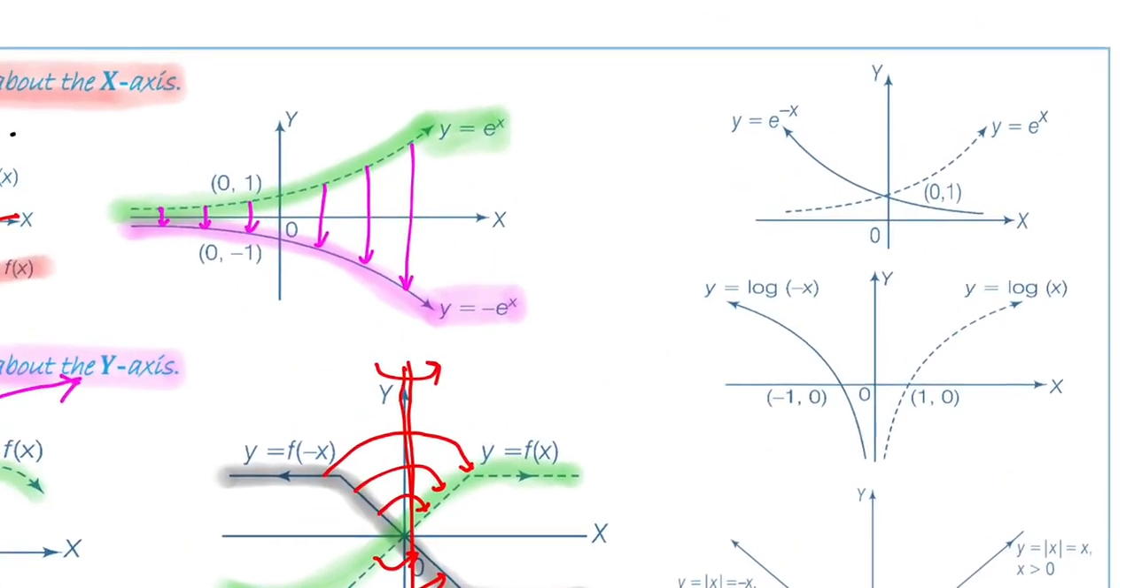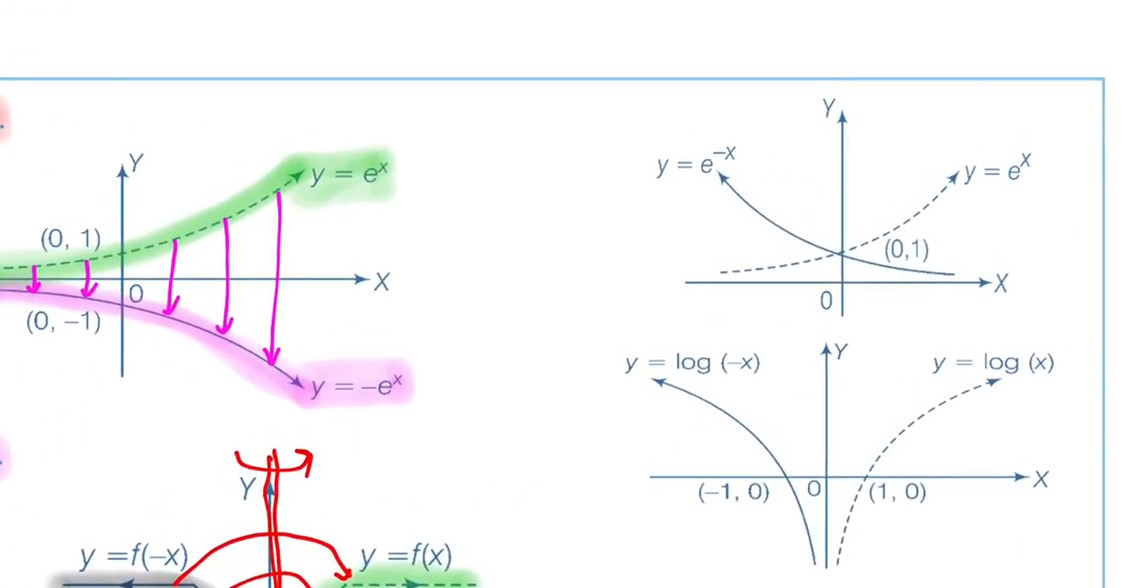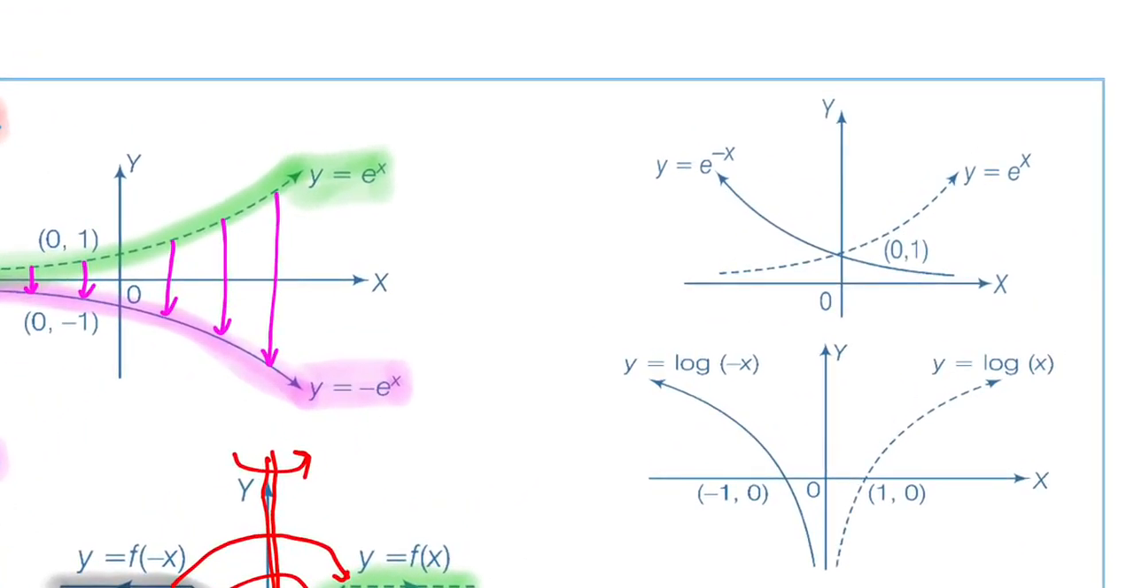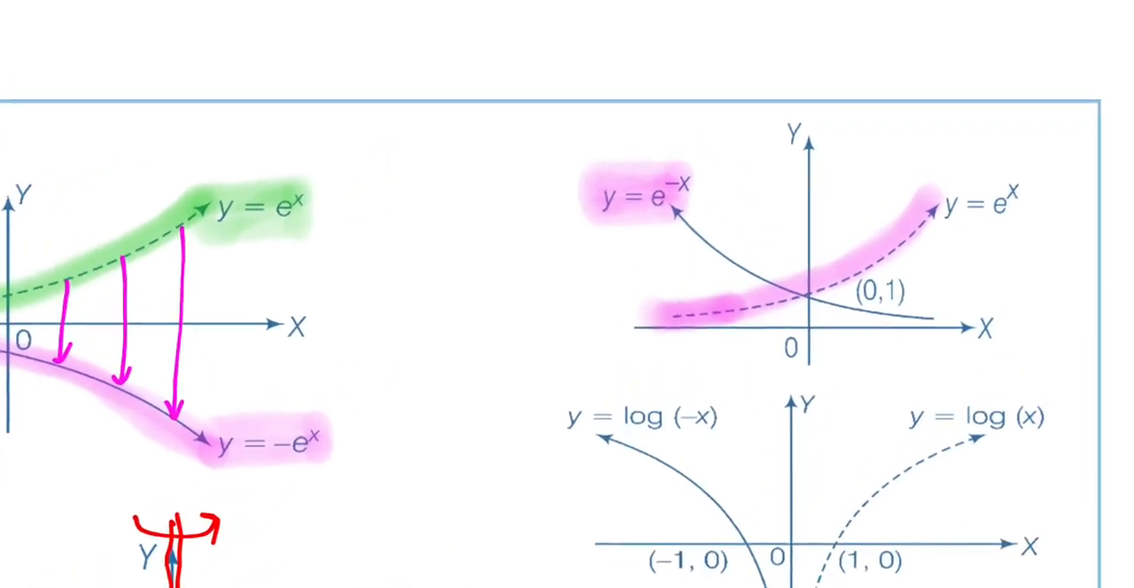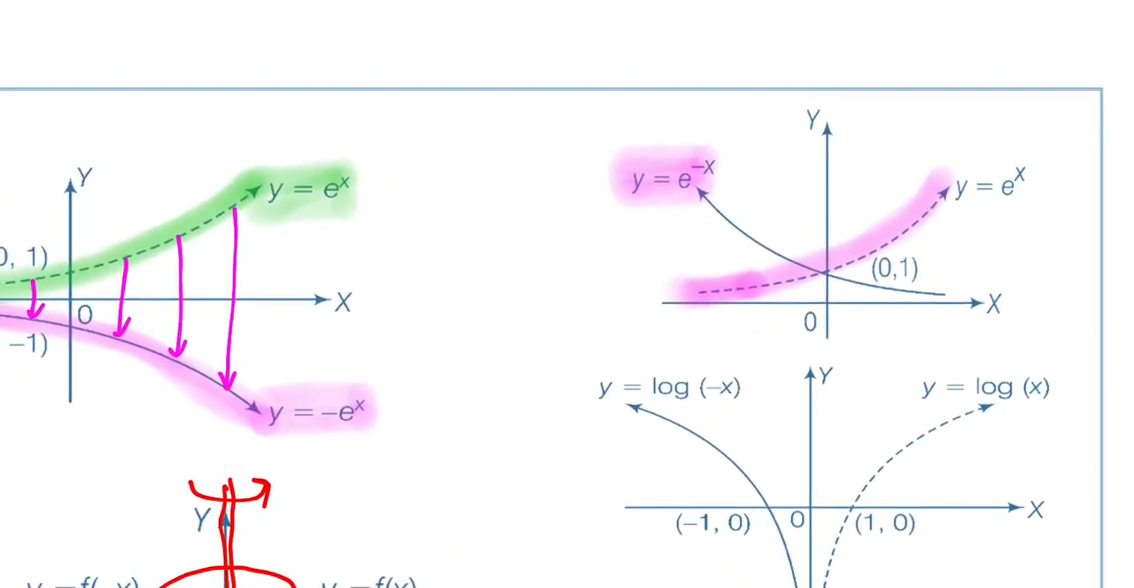The next example: suppose the function we are talking about is y is equal to e raised to the power x. This is the graph of y is equal to e raised to the power x. We have to find the graph of y is equal to e raised to the power minus x. Here y is equal to f of x is equal to e raised to the power x, so y is equal to f of minus x becomes e raised to the power minus x.